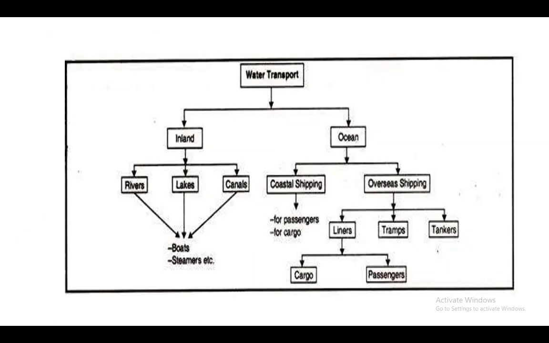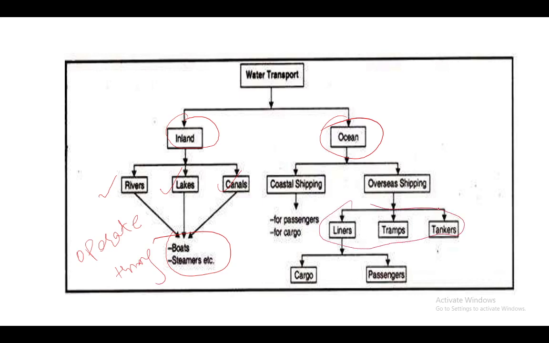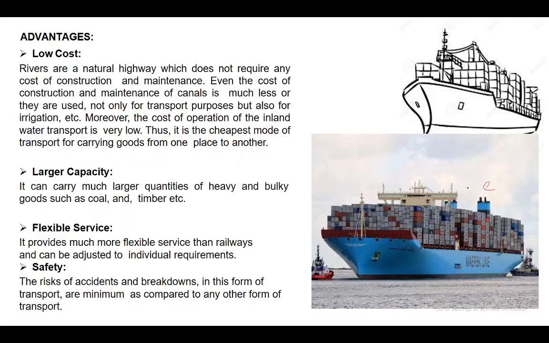According to that figure, water transport could be divided into two basic components. One is called inland transport, another one is called ocean transport. Inland transport consists of rivers, lakes, and canals which connect through boats and steamers. If we talk about ocean transport, it consists of coastal shipping and overseas shipping which is directly connected with cargo and passengers. Its advantage is that it has a very economical cost as compared to all the transportation modes.